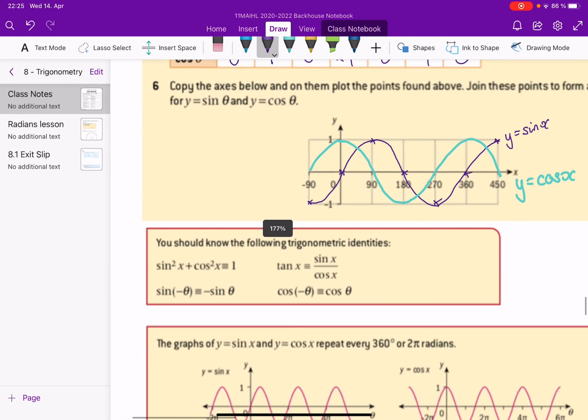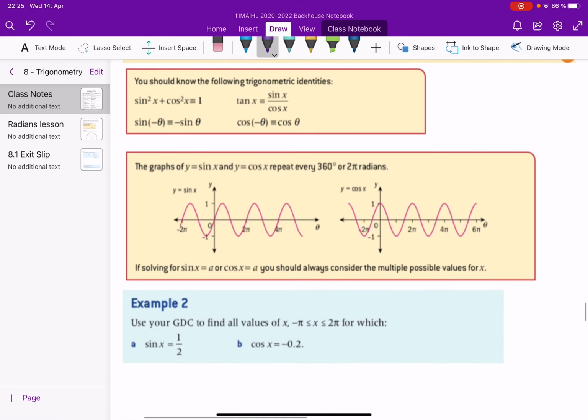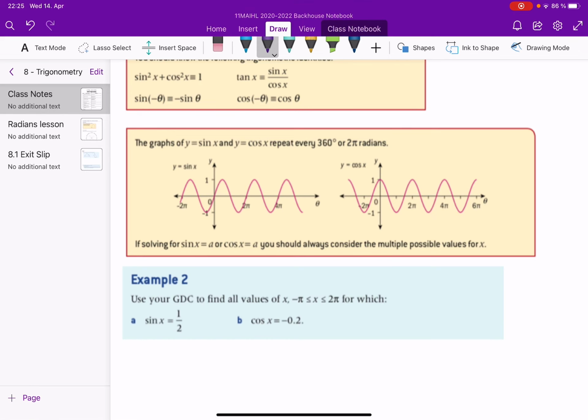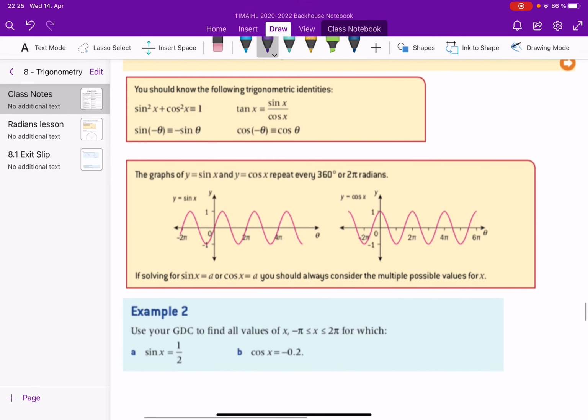Okay, so that is the first identity. The second one we've already talked about. Looking at your graphs, you should be able to understand the third and fourth identities. Okay, so some facts about these. The graph of sine x and cos x, we can actually see from the one above, they repeat every 360 degrees or 2 pi radians. And it makes sense from our unit circle because once we've gone 360 degrees, we're back at the start.